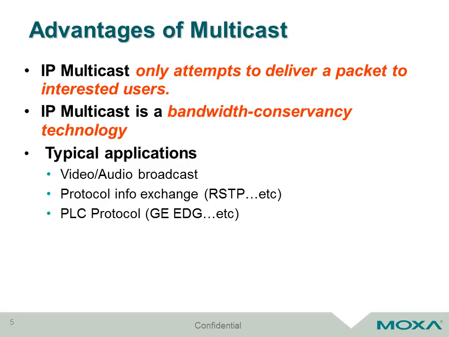Here are the advantages of multicast. IP multicast will only attempt to deliver a packet to interested users. Since multicast will only deliver 1 string to many users, it is a bandwidth conservation technology. Typical applications for multicast are video audio broadcast, protocol information exchange, PLC protocol.